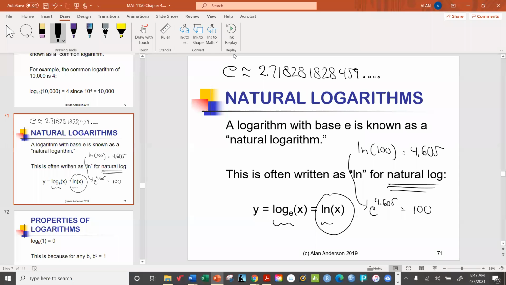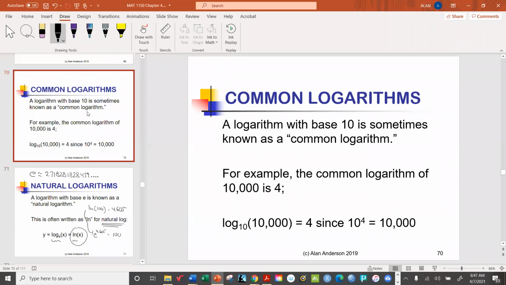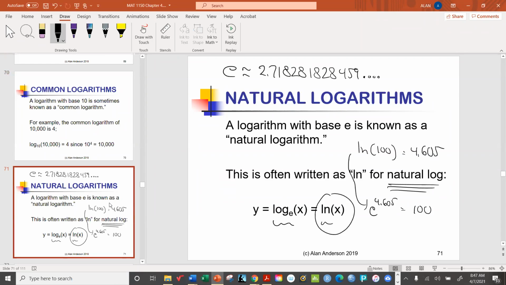Okay, so those are the two you're most likely to run into in practice. The base 10, which is sometimes called the common logarithm, is a very popular choice. And again, this is what we're seeing with the Richter scale and with the pH scale in high school biology. It is not that unusual for logarithms to be based on either 10 or e. So 10, remember, we call a common logarithm. And e, we call a natural logarithm.